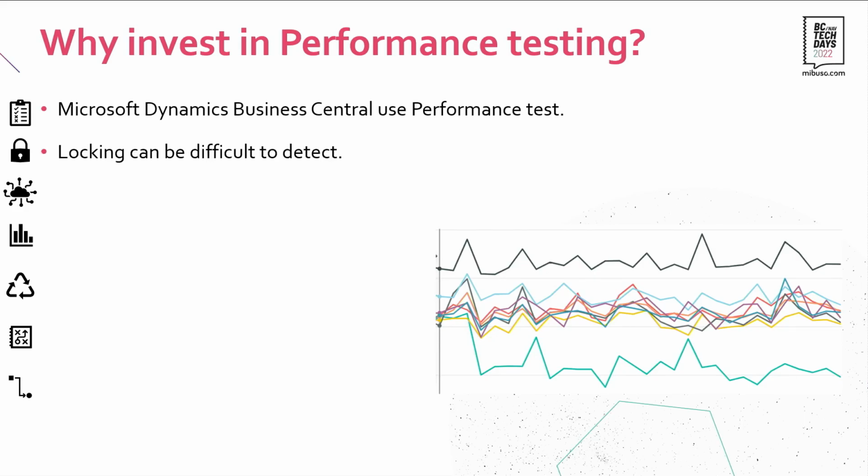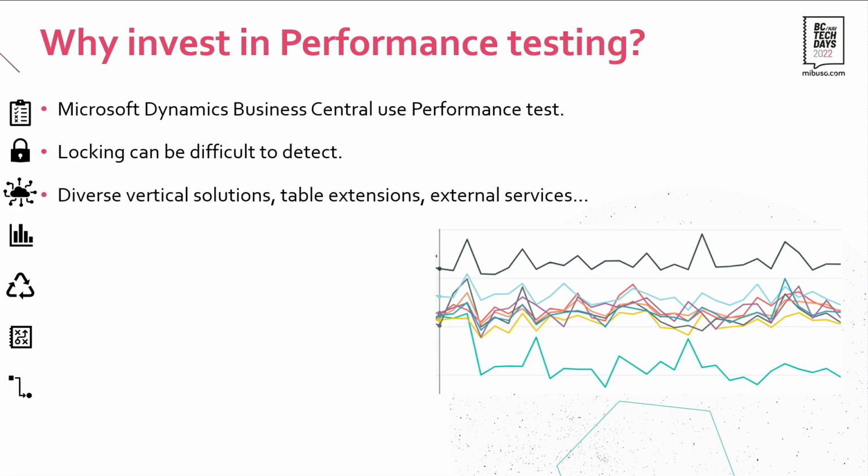Another one is that regressions can be difficult to detect. If you are just a single user on a system and you try out different things, it might just work perfectly. In a system with maybe hundreds of concurrent users, this can be quite different. Then there is the diversity in the solutions out there, because you can have many third-party extensions. Your scenarios might vary depending on your vertical. What are the problems that your solution is testing? There might be other third-party extensions on top of what you already have. So how does that actually perform?